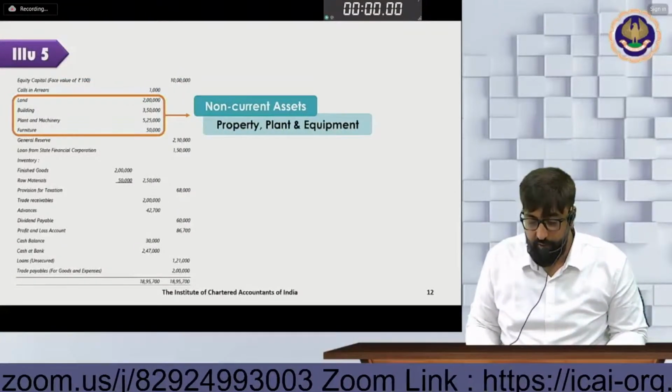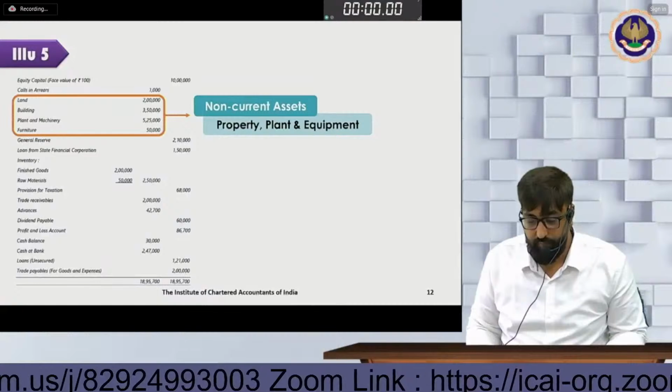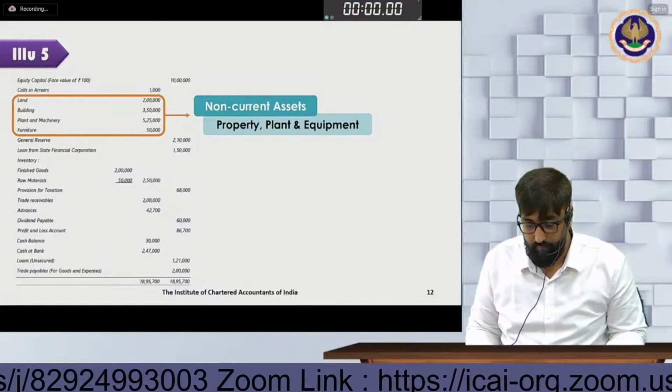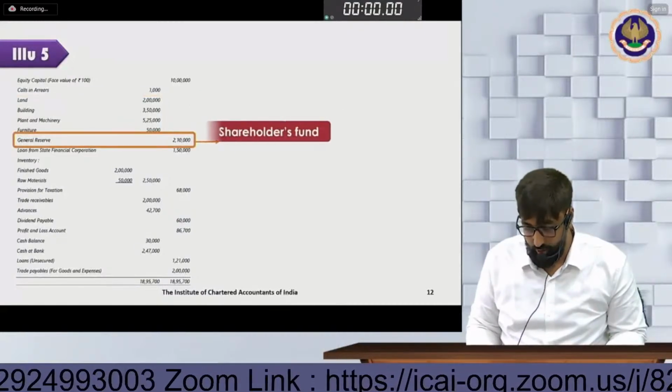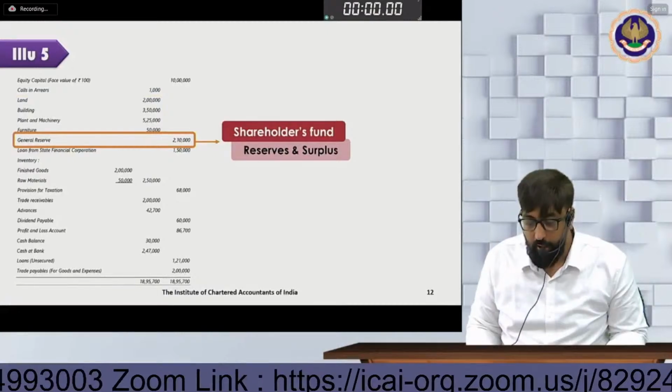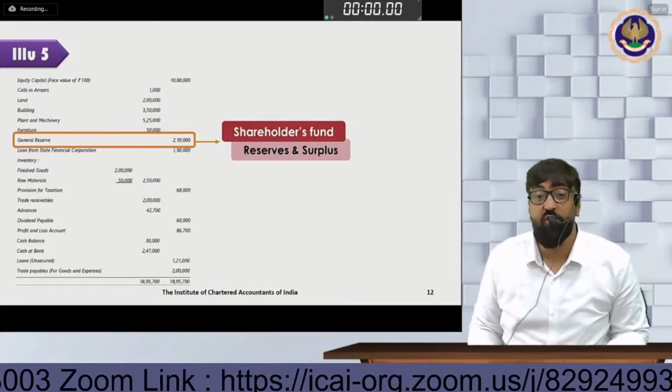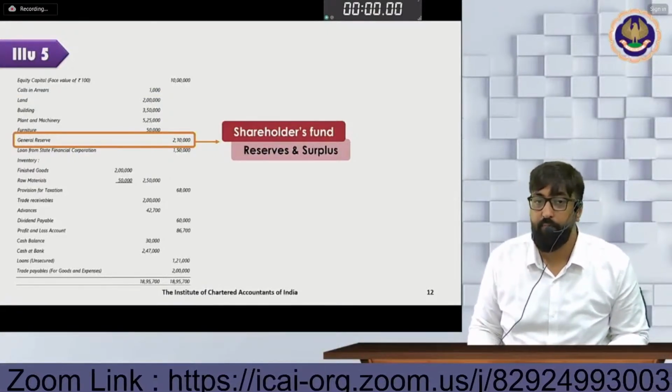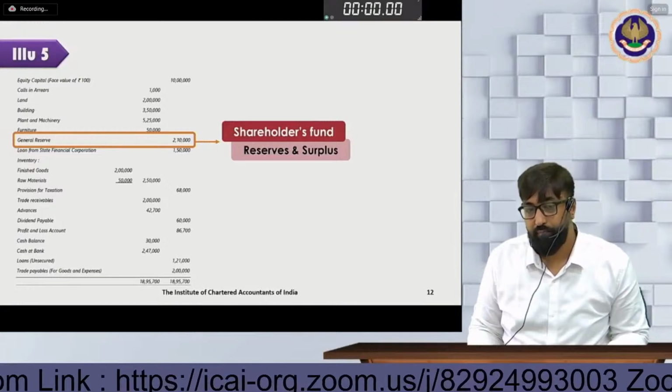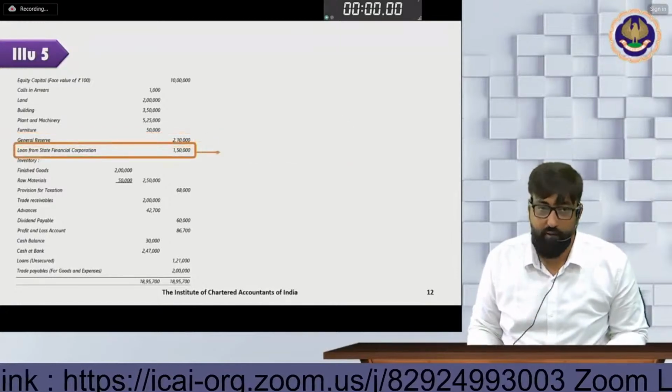Next one, general reserve. General reserve is under shareholders' funds, reserves and surplus. Very good. Loan from state financial corporation. It's a loan from state financial corporation under long-term borrowings. Very good.